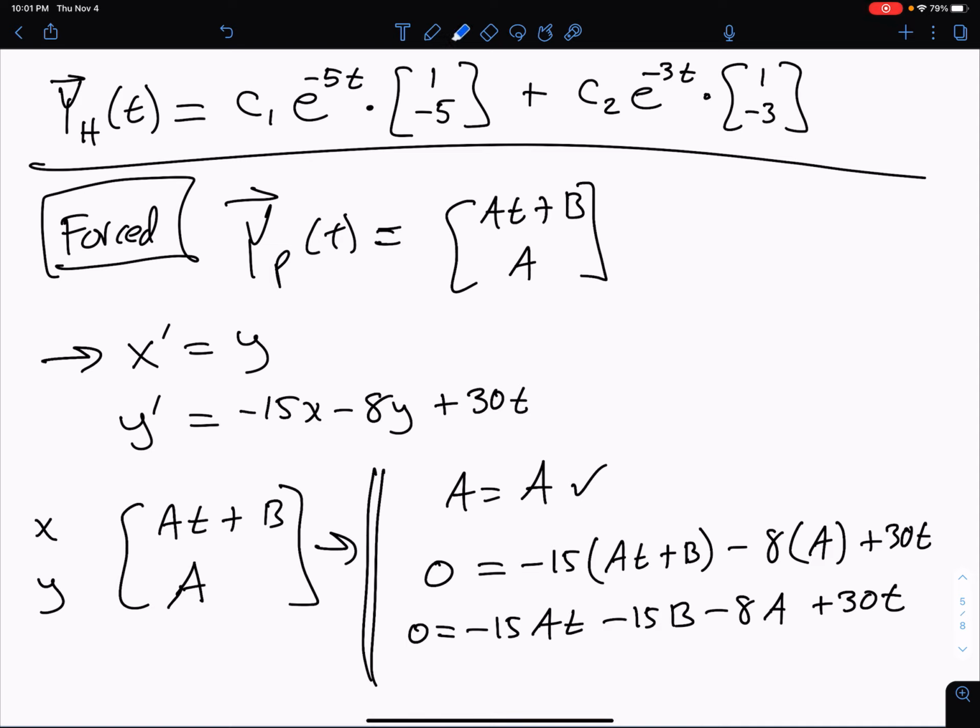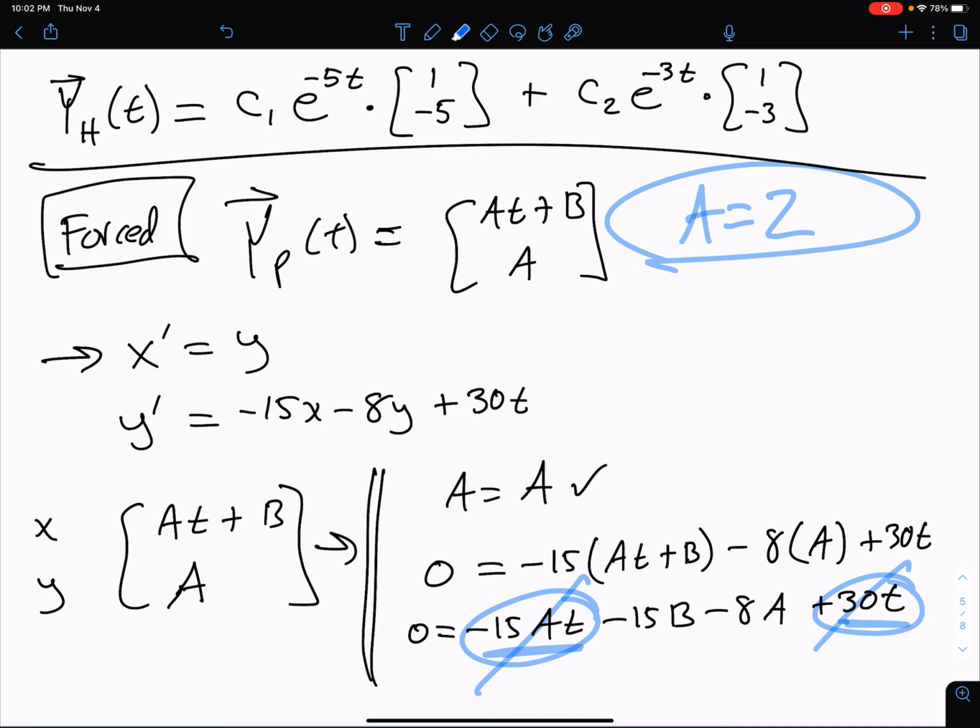So how can we get these things to cancel out? Well, here's 30t. And here's negative 15at. So what if I set a equal 2? Won't that make a 30t negative and a 30t positive and cancel those out? I think it will. So I like the idea of a equals 2. But how does that reduce our problem down? Then we'll have 0 equals negative 15b minus 8a, but we just said that a was equal to 2.